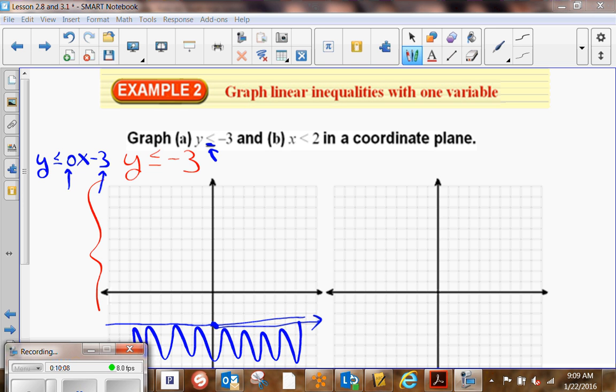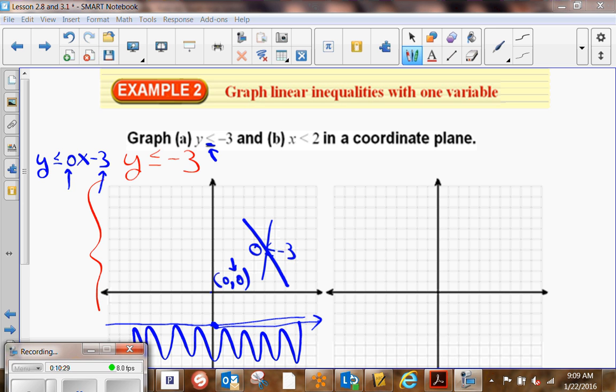It's below, less than. If I check 0, 0 in this case, it should be a liar. And yes, it would be, because the only thing I have to plug in would be the y. And 0 is not less than or equal to negative 3. That is not true. So I know I do not shade up there.